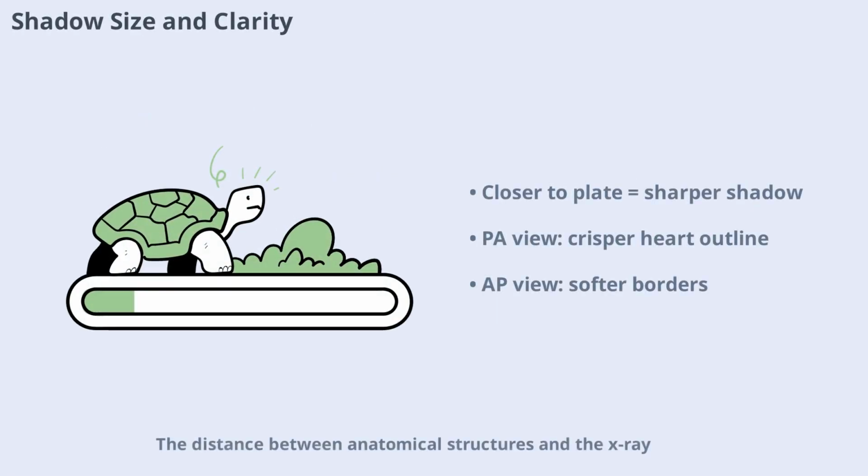The distance between anatomical structures and the X-ray plate affects the size and sharpness of their shadows. When a structure is closer to the plate, its outline appears crisper and more defined. For example, in the PA view, the heart is closer to the plate, so its shadow is sharper compared to the AP view. This principle is similar to casting a shadow with your hand and a light source. The closer your hand is to the wall, the sharper the shadow. Always consider this when evaluating the clarity of structures.